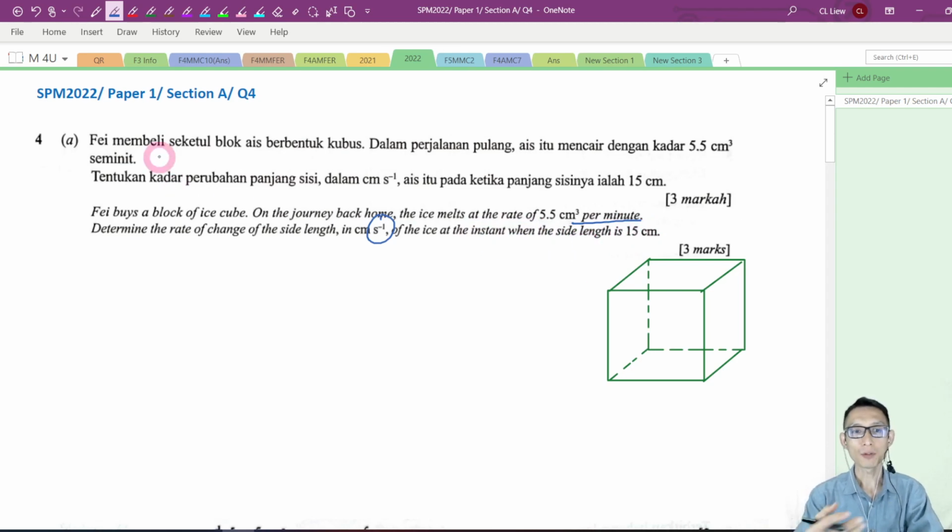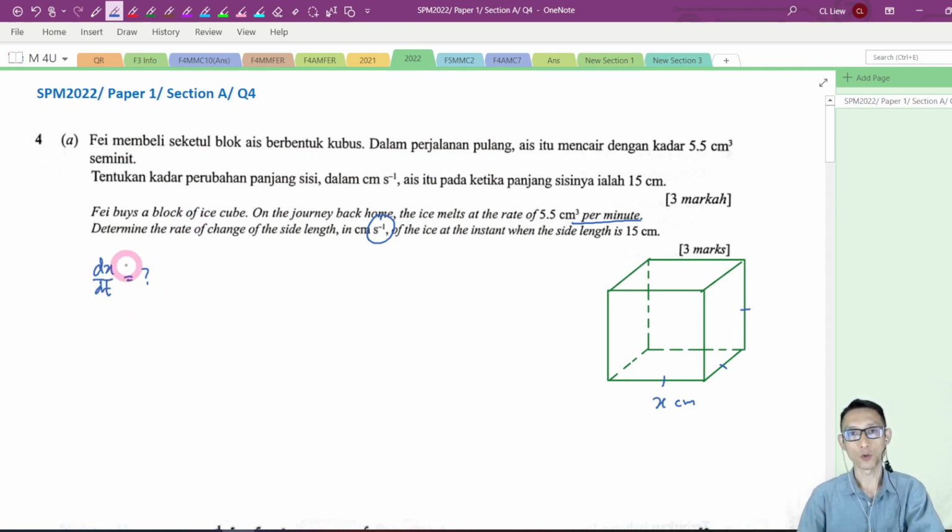Okay, now let me write down what we are looking for and what information we have. So we are looking for the rate of change of the side length of the ice cube. So I will just let the side length of the ice cube be x centimeter. So we want to find the rate of change of the side length, so it will be dx/dt. Okay, we are looking for this one.